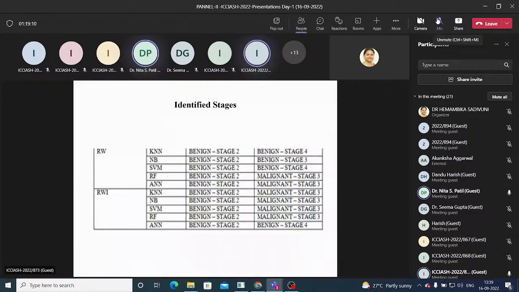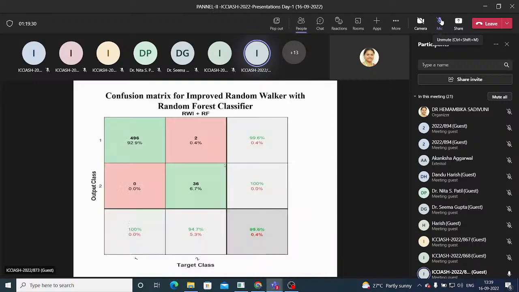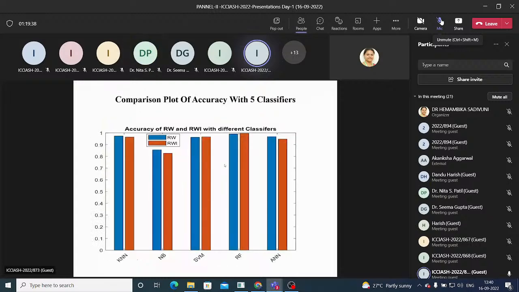So this is for random walker, identified stages, and random walker improved. These are the different stages we got from random walker and improved random walker: stage 2, stage 3, like that. And this is a confusion matrix for improved random walker with a random forest classifier. This represents the target and output classes. This is the comparison plot of accuracy with the 5 classifiers.